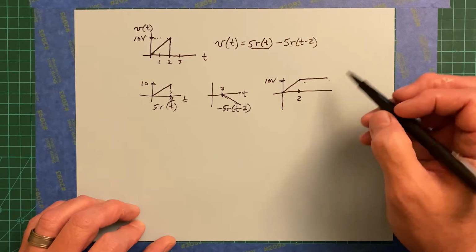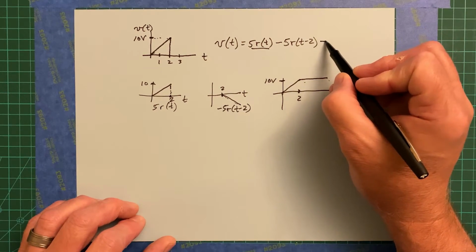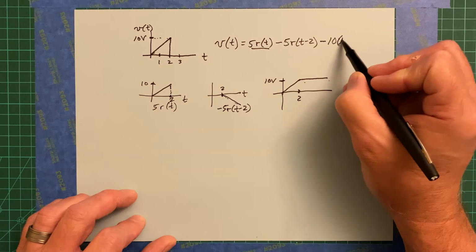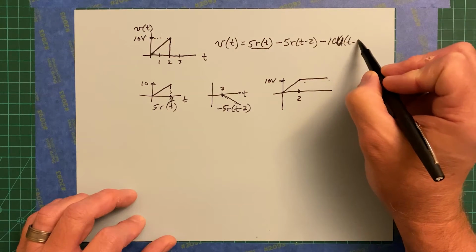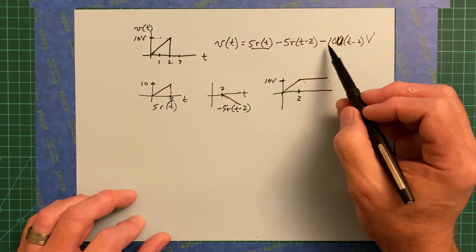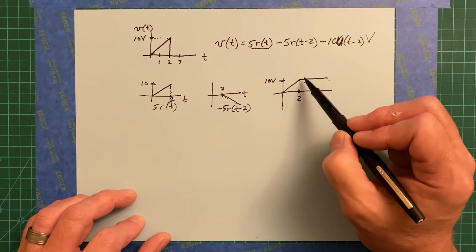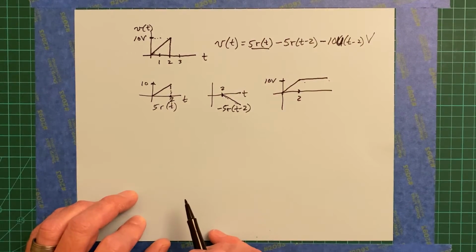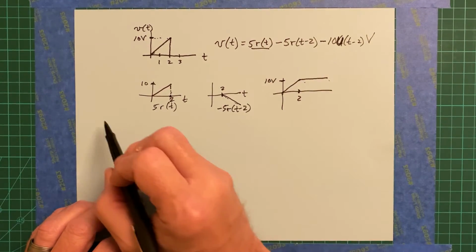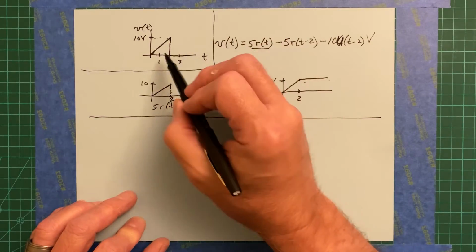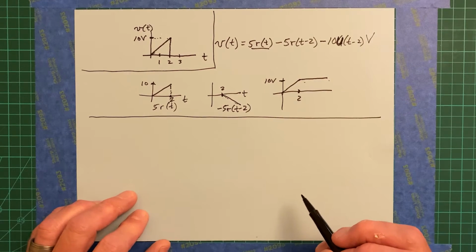And that's up to 10, so we can add this term. How about minus 10 u(t minus 2) volts, and I think that would do it. So minus 10 u(t minus 2), and that gets rid of it and makes it look like this. All right, so there's one way to do it. This is what we want. We want to replicate that. So let's try and do it another way.